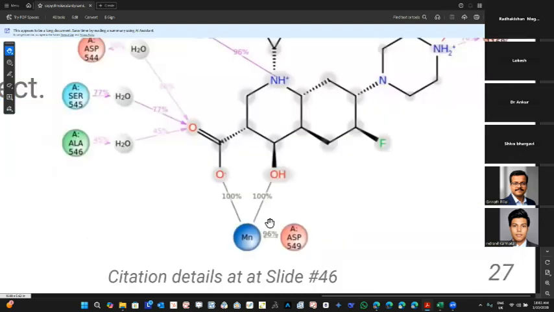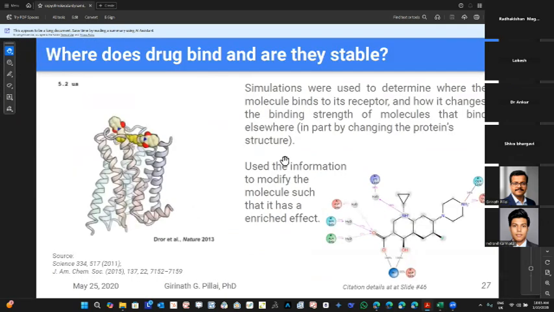Or there is 100 percent, in all the frames we are able to see the interactions with this particular manganese. So this is the hydrogen bond analysis which we do. And this is why we want to understand how stable the pose is or whether the interaction is stable or not. This can be done in all the software with post-processing analysis.